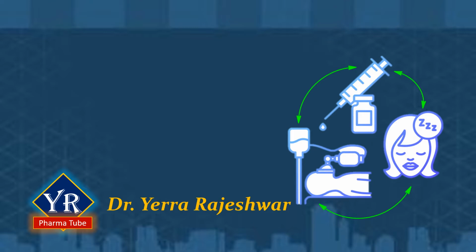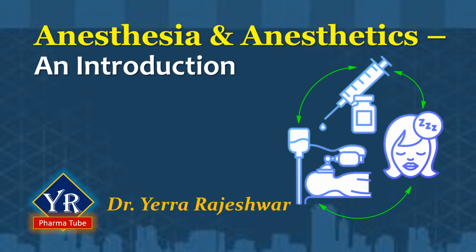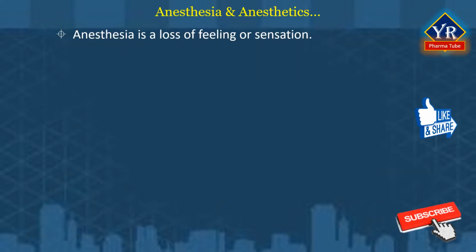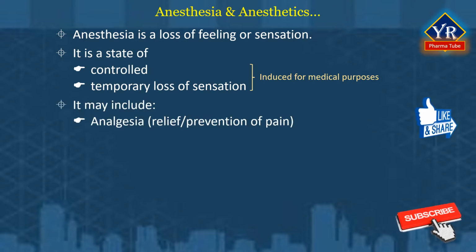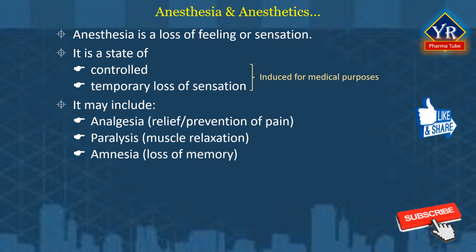In today's lesson, we shall begin with anesthesia and anesthetics, which is a part of an introduction to local anesthetics. Anesthesia is a loss of feeling or sensation. In other words, it is a state of controlled temporary loss of sensation or awareness that is induced for medical purposes. It may include some or all of analgesia, that is relief from pain, paralysis, that is muscle relaxation, amnesia, which is the loss of memory, and unconsciousness.